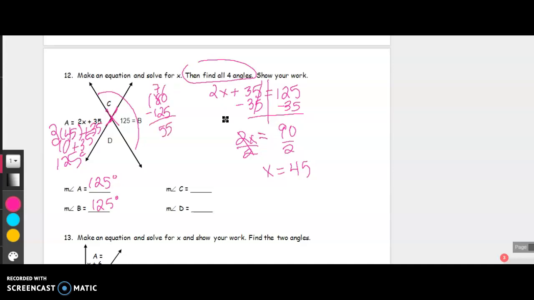And I get 55 degrees. I'm going to go in my calculator real fast, just to check. 55 plus 125 gives me 180. So C is 55. And notice D is directly across from it, so this is another vertical angle. We don't have to do any math. That's automatically 55.